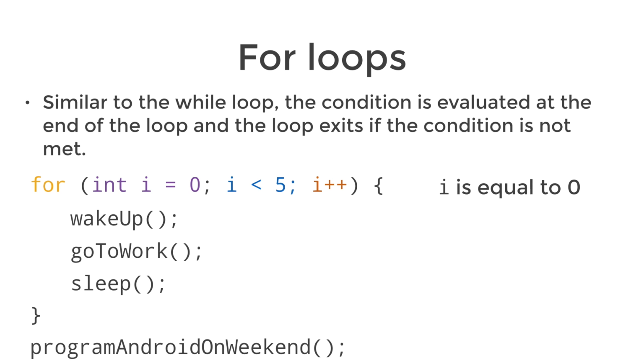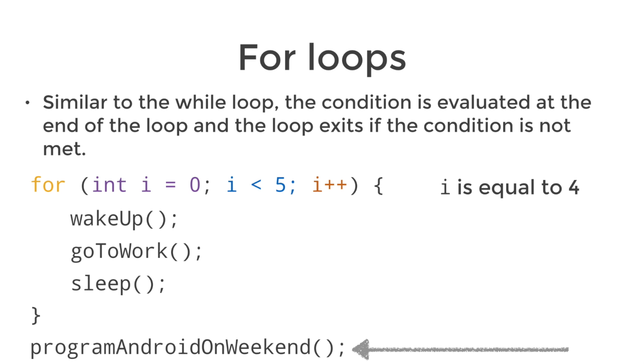So I starts out at 0, and we execute the body of the for loop. Wake up, go to work, sleep. Then I is incremented by 1, so then I is equal to 1. It's smaller than 5 still, so again, we wake up, we go to work, and we go to sleep. I is incremented again, then it's equal to 2. 2 is still smaller than 5, and again, we execute. Wake up, go to work, sleep. This continues until I is equal to 4, and this is the last time that we increment I and still meet the condition.